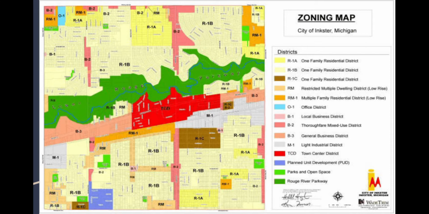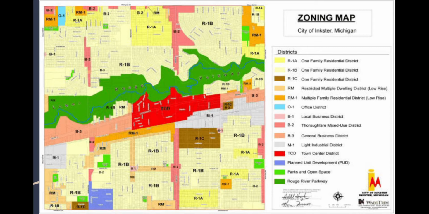And you see other ways in which a city might be zoned. So we have things like multiple dwelling, multiple family, office district, business district. You do have one or two or three mixed use districts, business districts, industrial districts, and the town center. So you have the typical zoning map here.